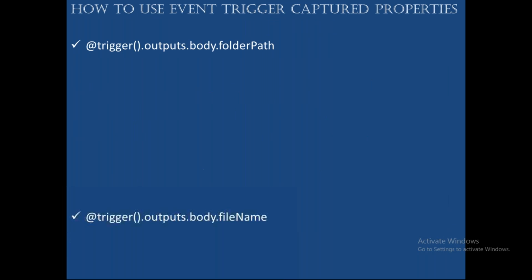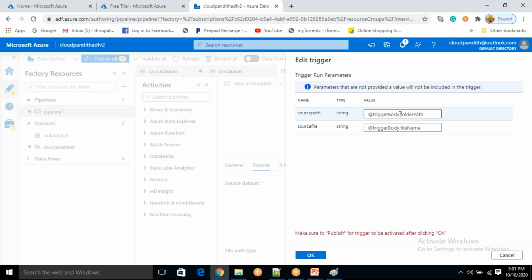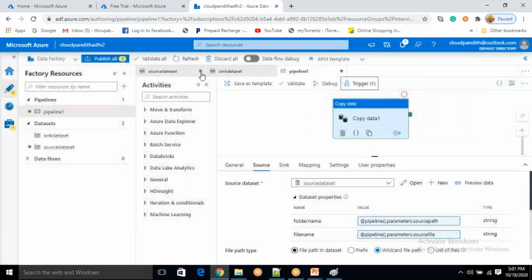So you can see there is one more syntax as well, as we have discussed. One syntax is trigger body dot folder path and trigger body dot file name. Another syntax is triggers dot outputs dot body dot folder path and triggers dot outputs dot body dot file name. Come back. This should be a parameter, don't forget. If you give wrong parameters, it will not be able to fetch those details. So you need to fetch these things dynamically. Just click OK.